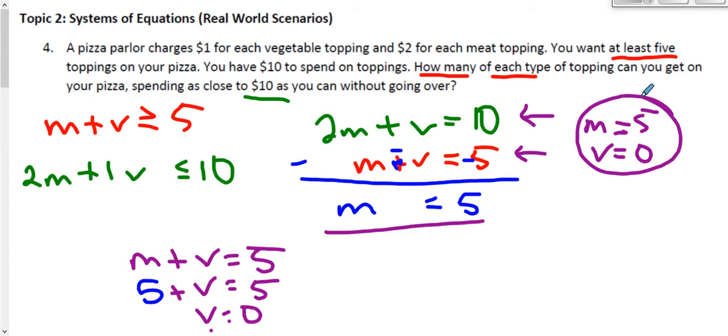To get the other answers, I can't just use a system of equations. It's actually best to use a graph. And we learned how to solve systems of equations by graphing in Unit 2.3.